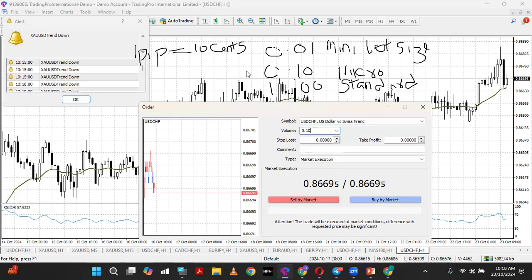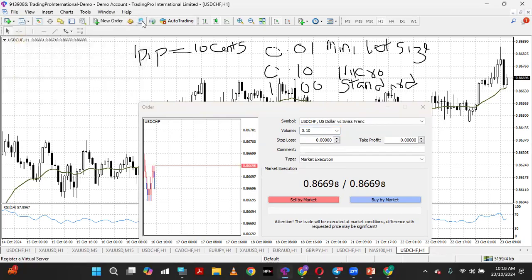Come again, on the micro. Let me write it down. Maybe it's because I didn't write it down. So on the micro, oh, sorry, I've done it again. Let me remove this. So pick the annotate. So on the micro, 1 pip is equal to $1.